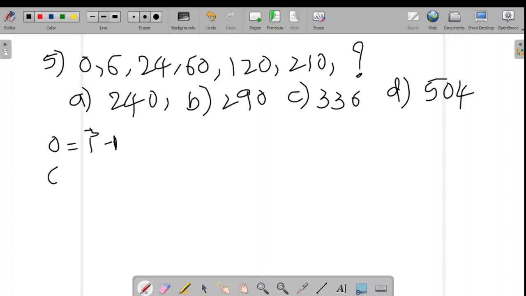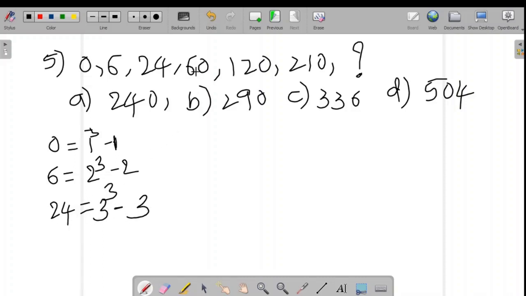Next, how do you get 6? 6 is 2 cube minus 2. 2 to the power 3 is 8, minus 2 is 6. We will verify this and directly move on here. 24 should be 3 cube minus 3. 27 minus 3 is 24.